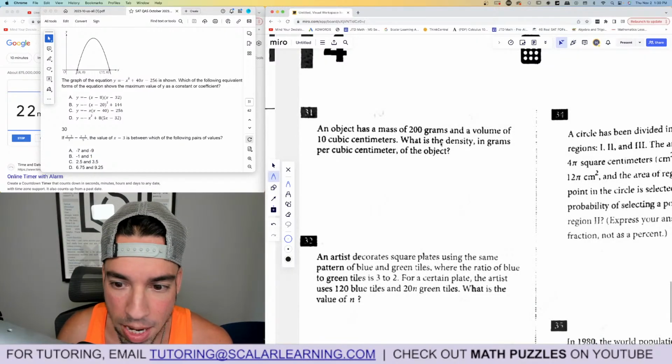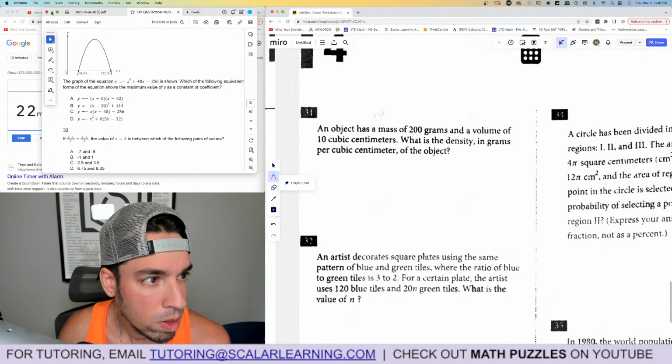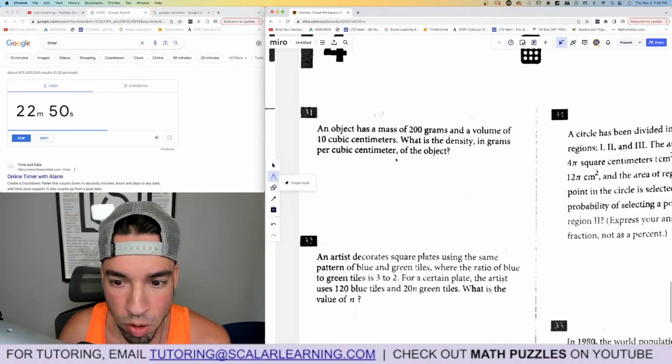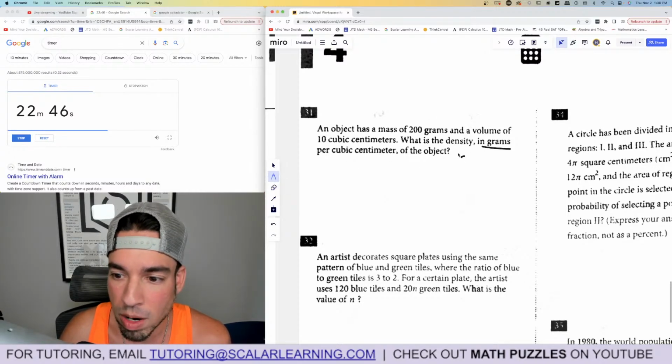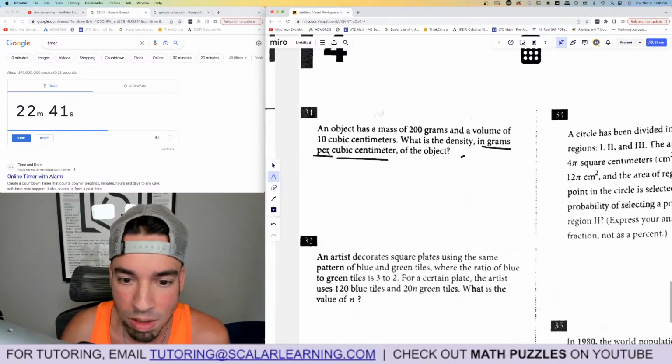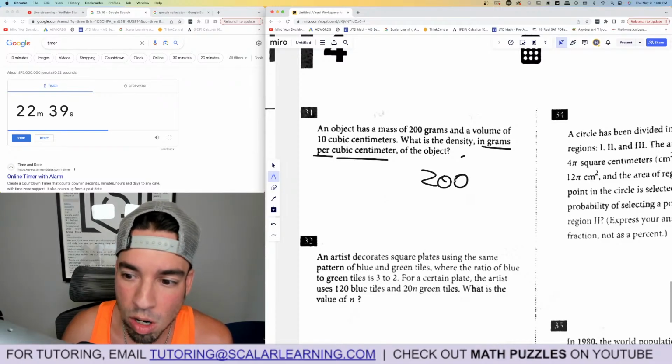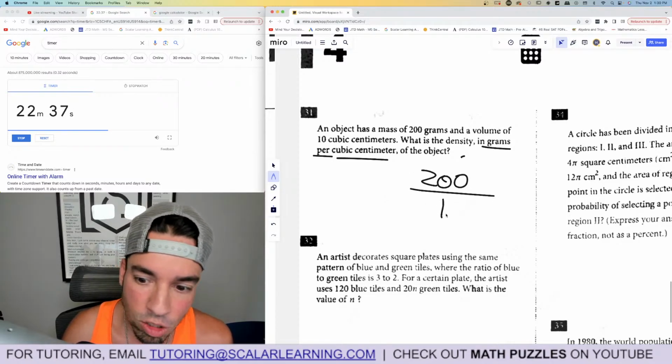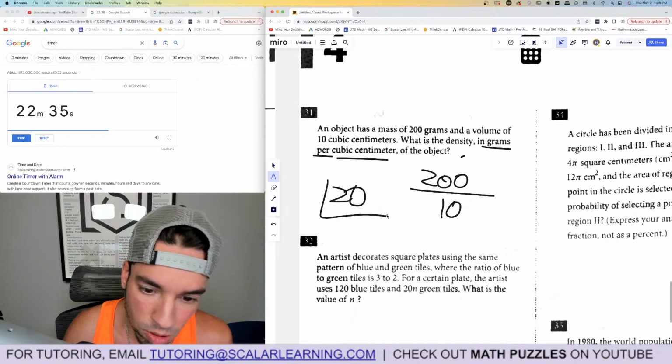An object has a mass of, here, let's minimize this for now. An object has a mass of 200 grams and a volume of 10 cubic centimeters. What is the density in grams per cubic centimeter? When they say something per something, it's something divided by something. So that means 200 grams divided by 10 cubic centimeters. 200 divided by 10 is 20. There's your answer. Boom, done.